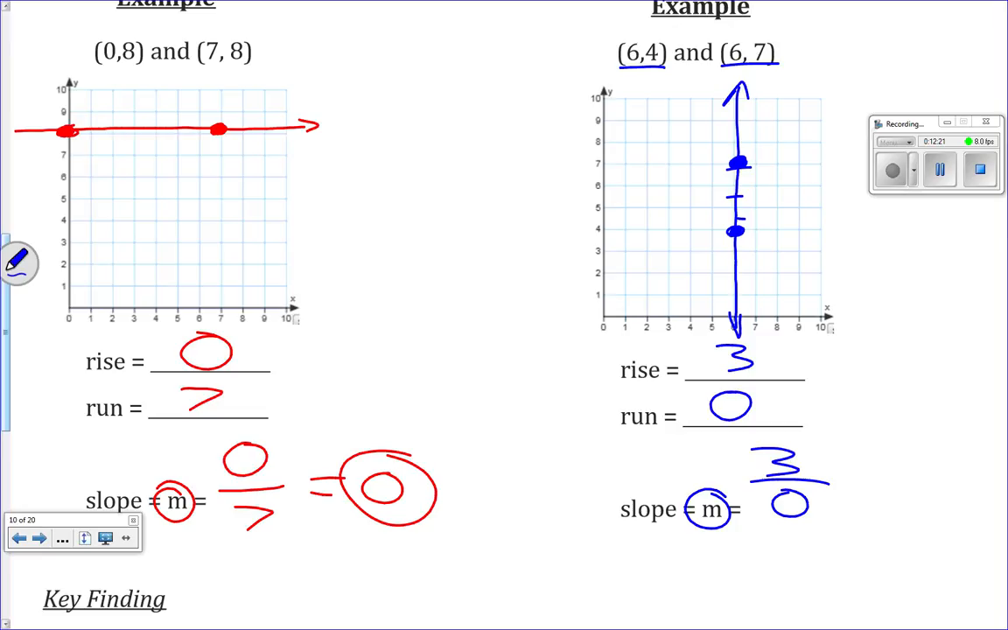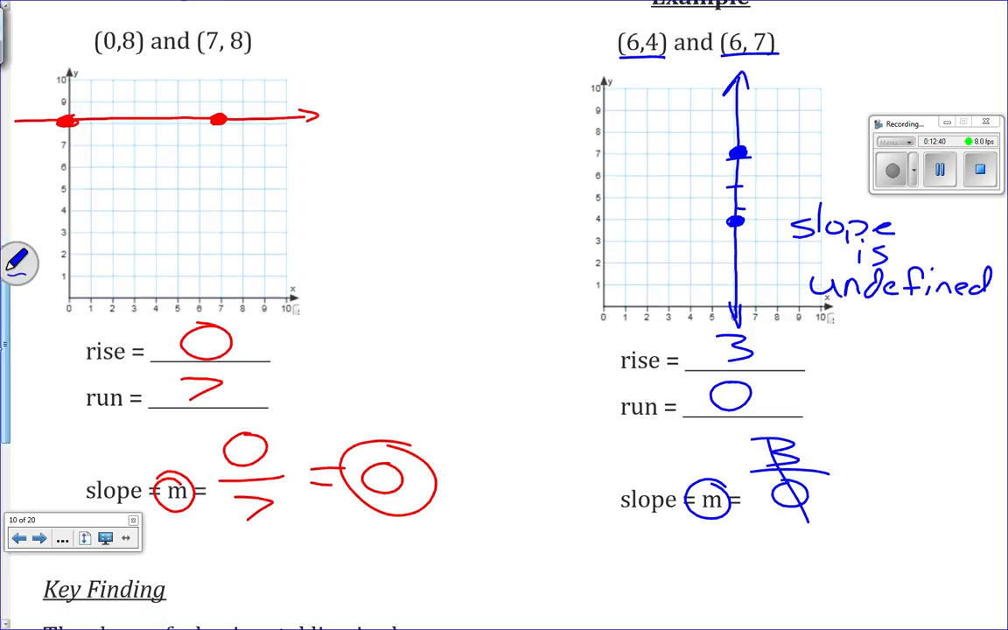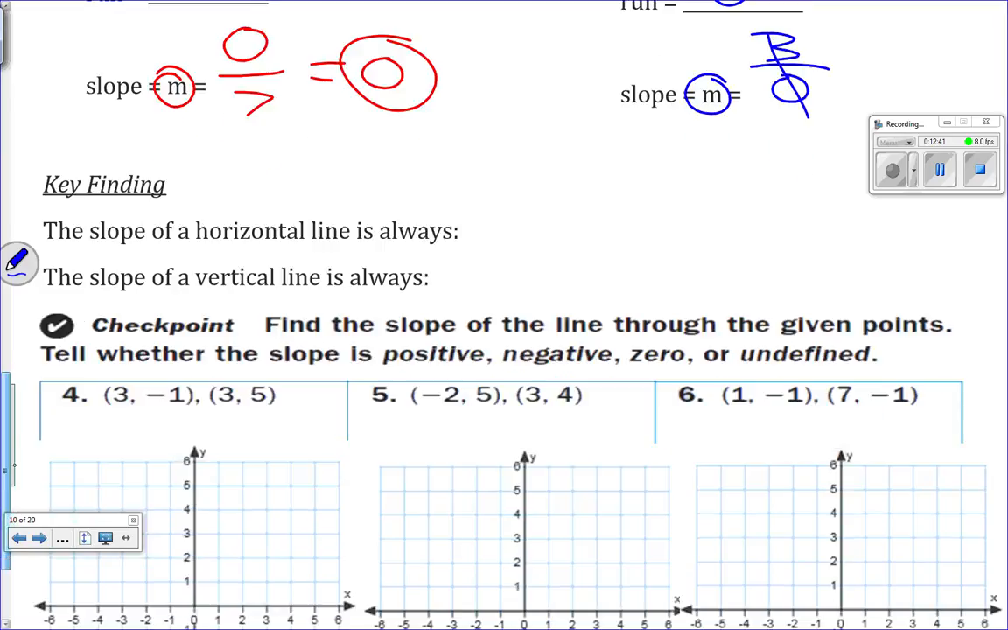Can I divide by 0 ever? No. We cannot divide by 0. So the slope is undefined. I cannot define the slope because I can't divide by 0. I cannot cut things into 0 groups or 0 pieces. It doesn't work that way. Okay? So here we go.